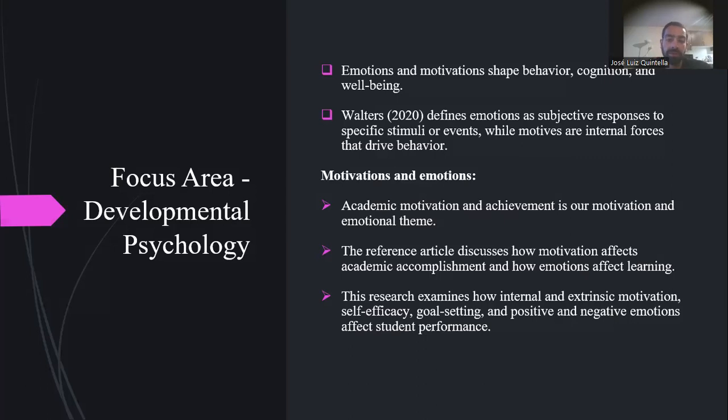Motivations and emotions: academic motivation and achievement is our motivation and emotion theme. The reference article discusses how motivations affect academic accomplishment and how emotions affect learning. This research examines how internal and external motivation, extrinsic motivation, efficiency, goal setting, and positive and negative emotions affect students' performance.